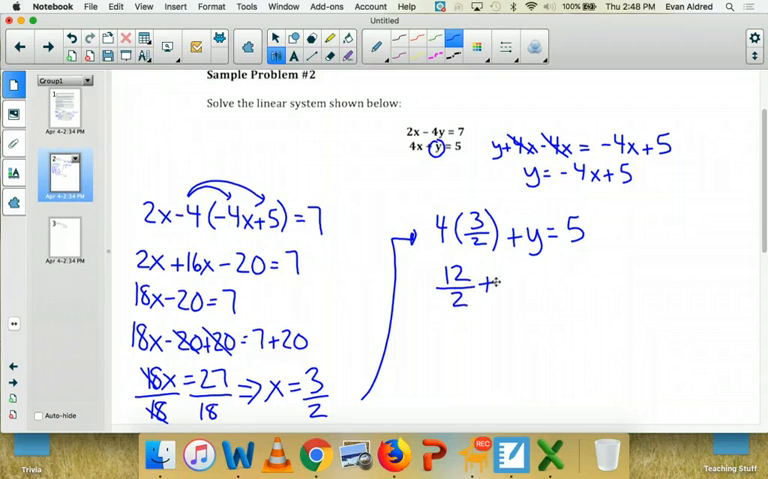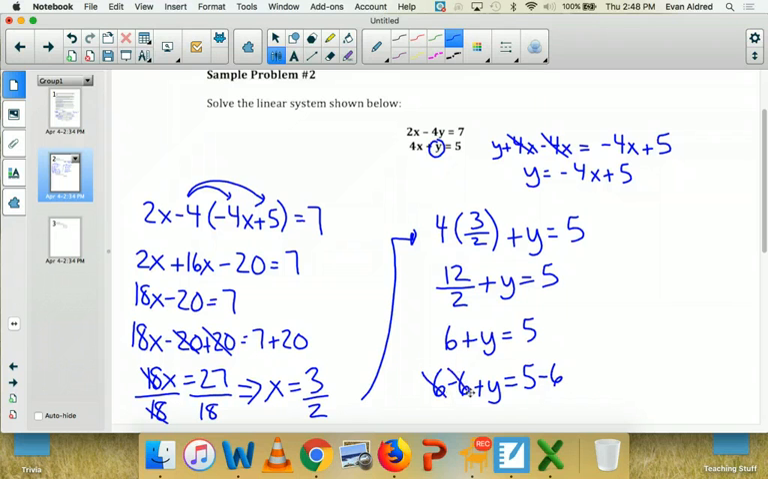So we'll do this step by step. 6 plus y equals 5. We're going to subtract our 6. And we end up with y equals negative 1. And those are our values for the linear system that we've been given. So we say that x is 3 over 2, and that y is equal to negative 1.